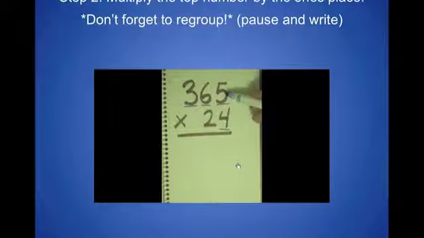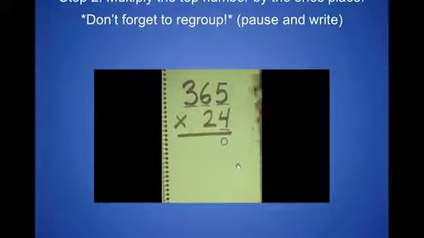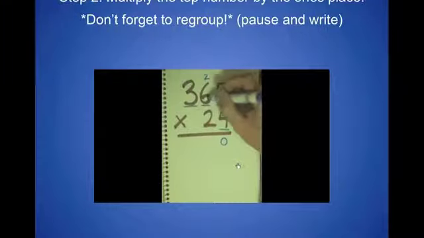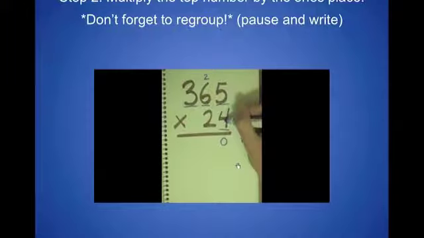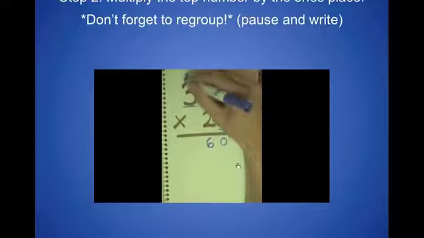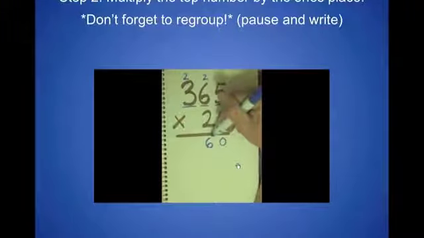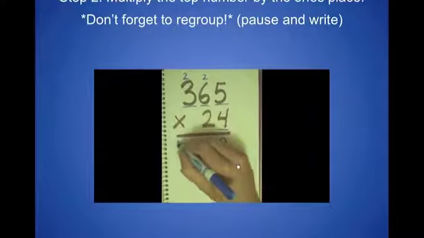So first I'll multiply 5 times 4, which equals 20. I place my 0 down here, and I need to regroup the 2 up here in the tens place. Then I'm going to multiply 6 times 4 without forgetting I need to add these 2 back in. So 6 times 4 is 24, plus 2 is 26. Again, I will need to regroup, place the 6 down here in the tens place, regroup the 2 to the hundreds place. Then I multiply 3 by 4, which is 12, and add those 2 in that I regrouped, and I get 14.